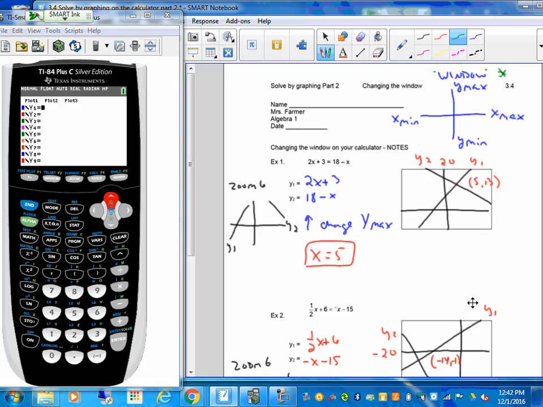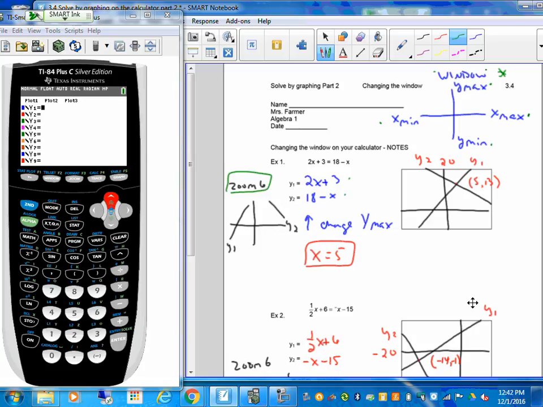When you change X max, it's going to change the right-hand side. Y max is going to help you go up higher. Changing X min is going to make you go further to the left, and changing Y min is going to make you go down further. All right. For example 1, we typed in Y1, we typed in Y2, and we did a Zoom 6.